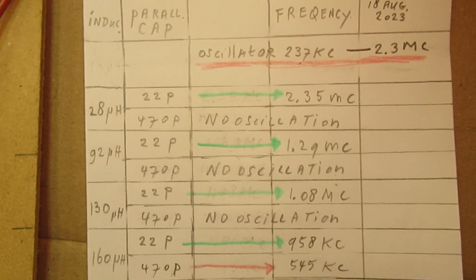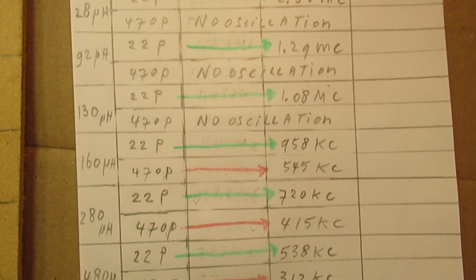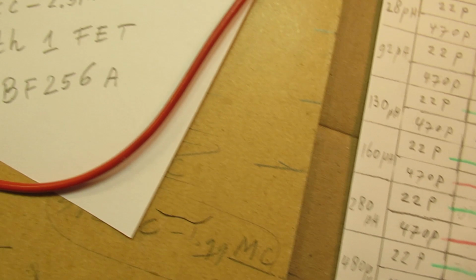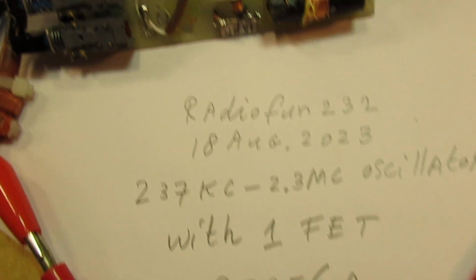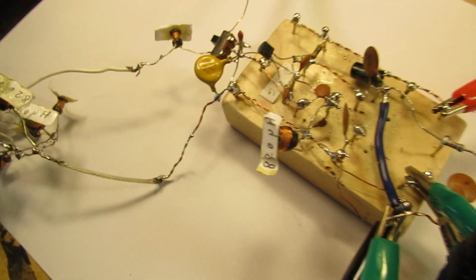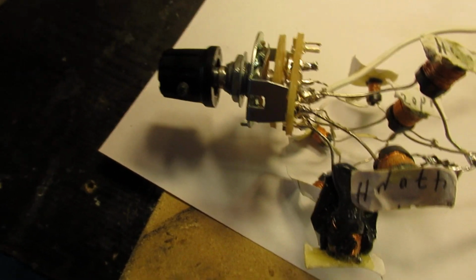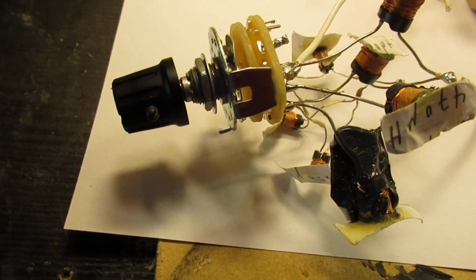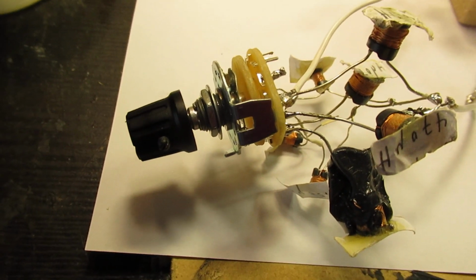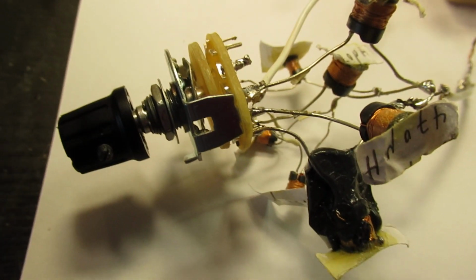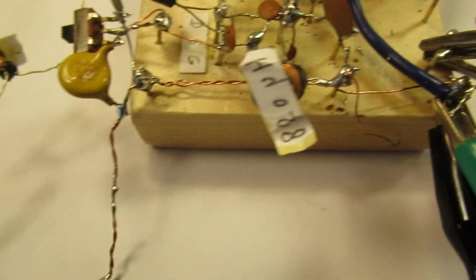Again, the frequency table. And in these cases, up to 2 megahertz, you can use normal audio switches to switch the capacitors and coils in and out.